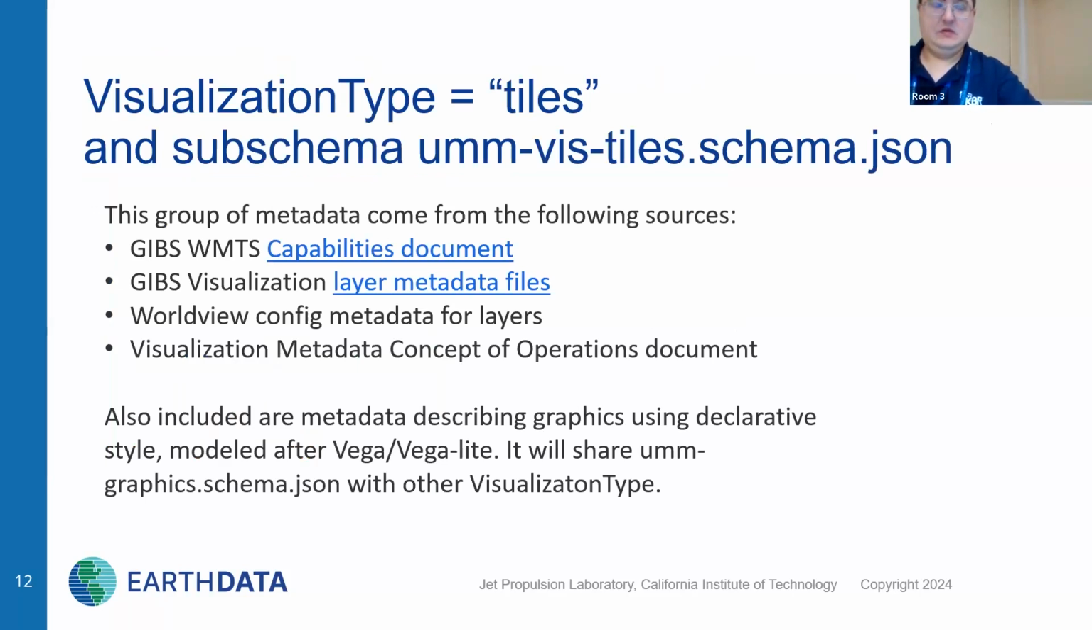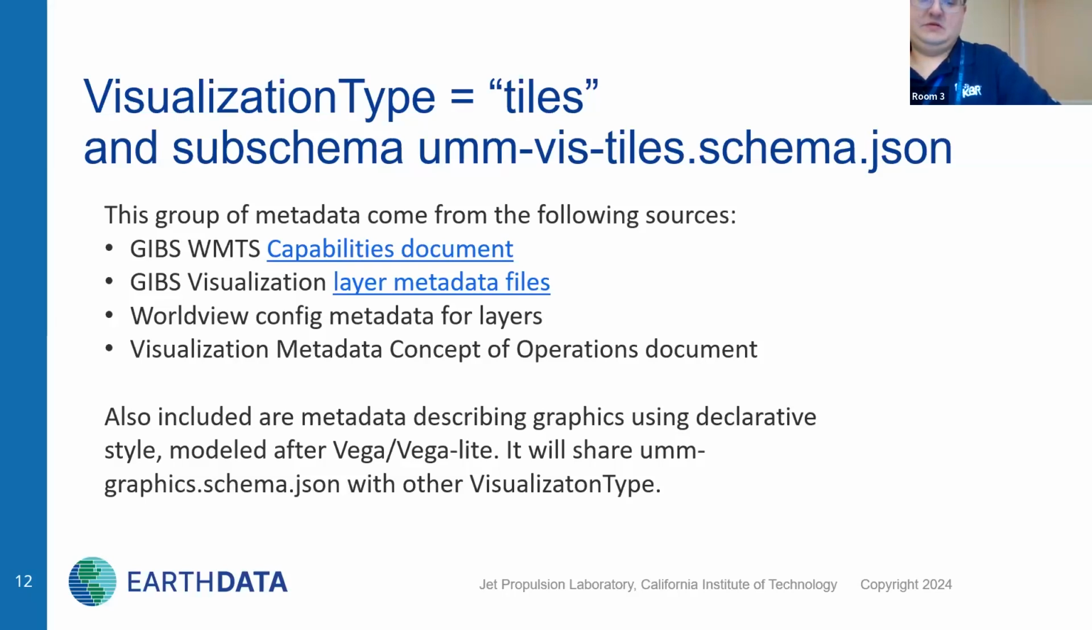We call the visualization type tiles. And we currently already have tools implemented to be able to generate sample records for this subtype, and we collect all the information from a couple of existing sources, including the GIBS WMTS capability document, the GIBS visualization layer metadata file, and also the Worldview configuration metadata for layers. And also there are a few other key fields from the original visualization metadata concept operation document.